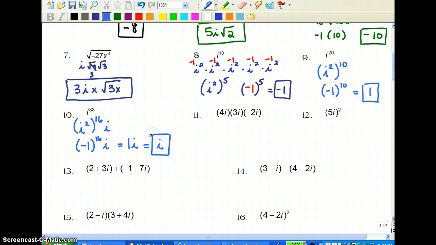So your answers for these type of problems, 8, 9, and 10, are either going to be 1, negative 1, i, or you might get negative i too. Just depends on how the problem is set up.